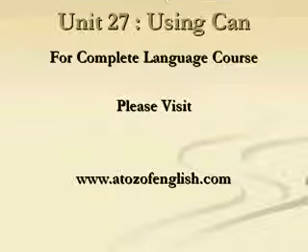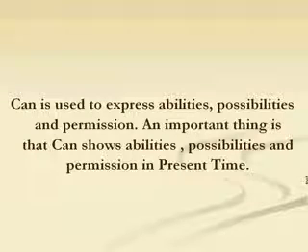In today's lesson, we'll be learning how Can is used and the structure of Can, along with short replies in Can. So Can is used to express abilities, possibilities, and permissions. It means that whenever you want to express any ability, or any possibility, or if you want to ask for a permission, you should use Can for such things. And an important thing is that Can shows abilities, possibilities and permission in present time. It means that whenever you like to talk about abilities or possibilities and permission in present time, you should use Can.